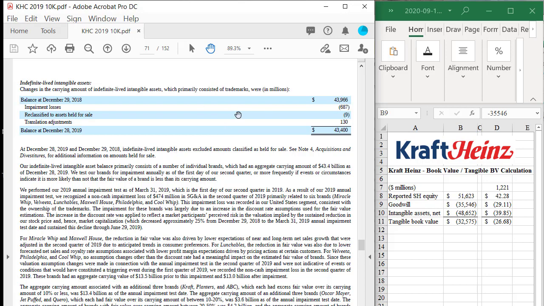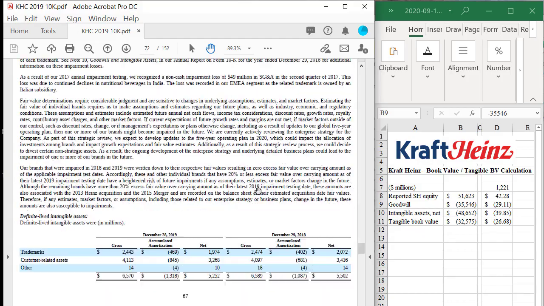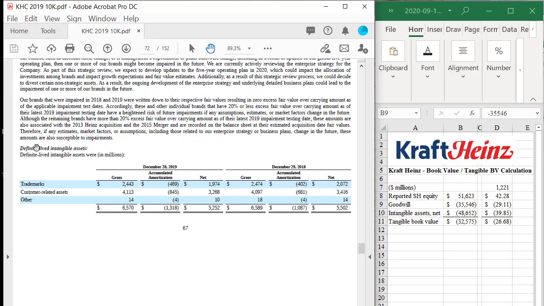But there could be other things in that account as well. And then the second major category could be the definite lived intangible assets, which are actually amortized. So trademarks, you know, some brands just decline over time and they're amortized. There's usually a customer related asset that gets put on here, which is also amortized too.